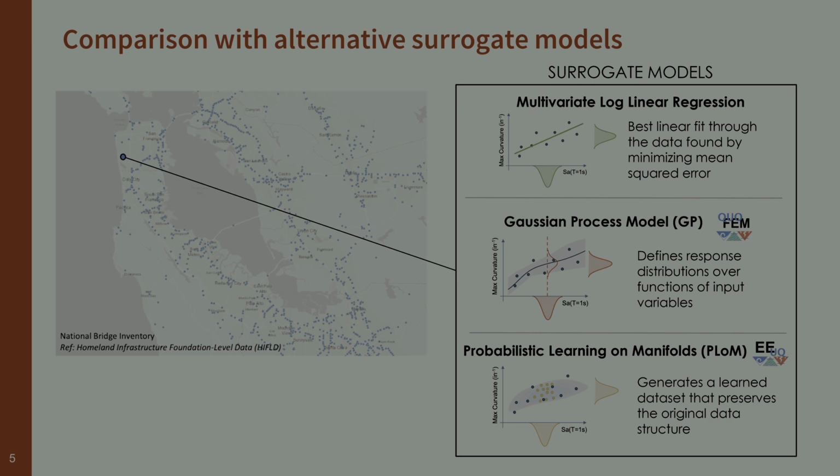Different types of surrogate models are out there. You could think of some sort of a linear type or some type of regression model, but we'll be looking at two types. One's called a Gaussian process model. This is actually built into a SimCenter tool called quoFEM. And then another one that we've been working on the development of, probabilistic learning on manifolds. So those are two types of statistical machine learning models that we'll take a look at.